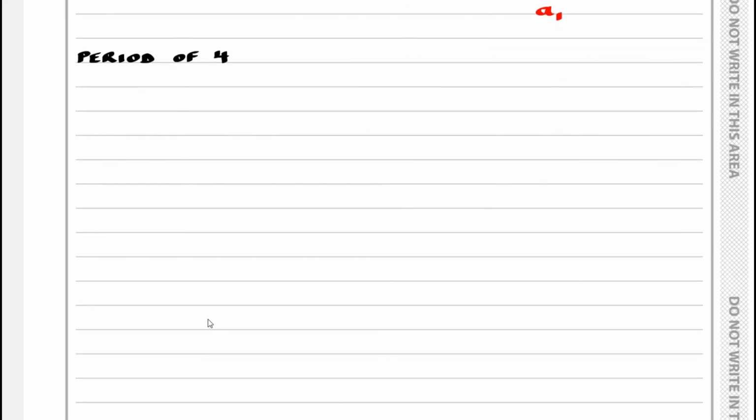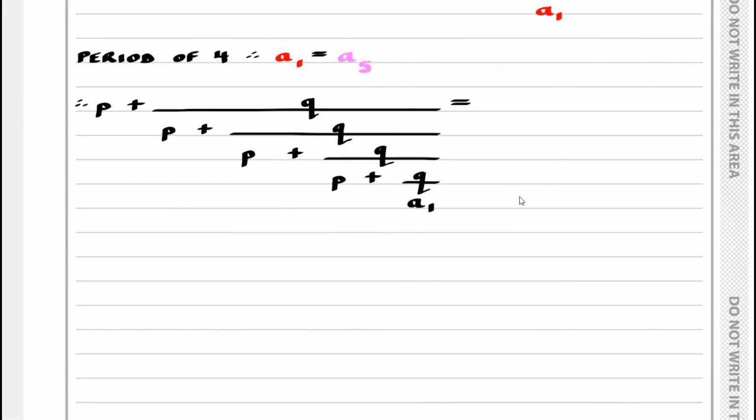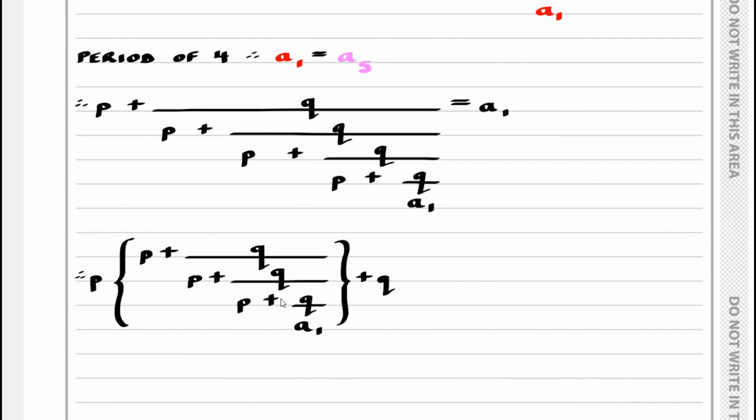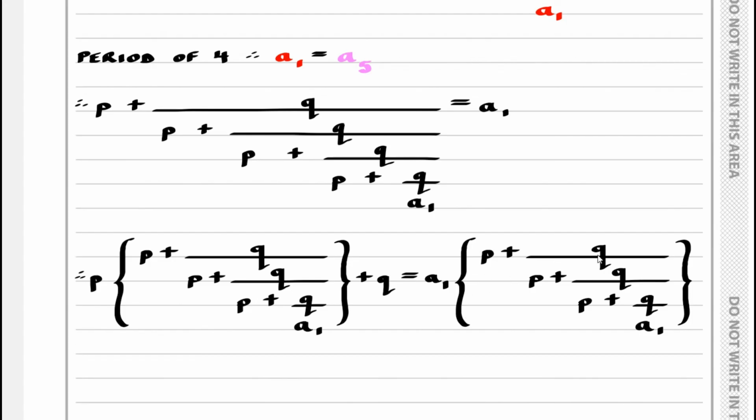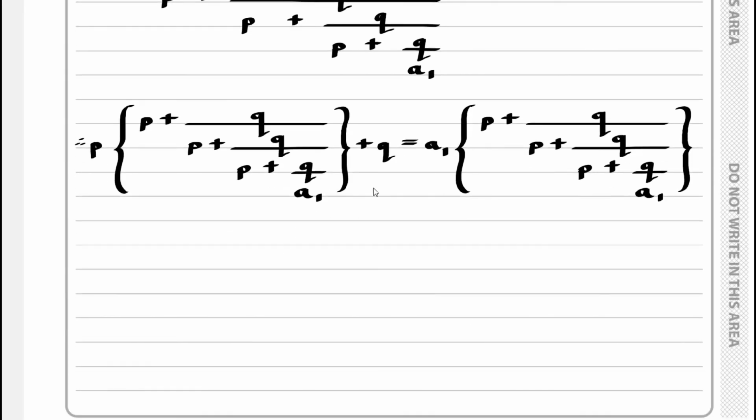So for a period of 4, A1 is equal to A5. So we have A5, which is equal to A1. And if I multiply through by this p plus q over p plus q over p plus q over A1 on both sides, we end up with p lots of p plus q over p plus q over p plus q over A1 plus q equals A1 lots of p plus q over p plus q over p plus q over A1. And what we will do at this point is multiply through by p plus q over p plus q over A1.